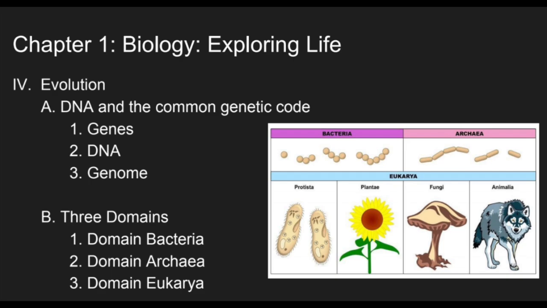So there are 3 different domains. You have domain bacteria, archaea, and eukarya. So the domain eukarya is going to have all of the eukaryotes. So eukaryotes can include protists, and as we talked about before, eukaryotes have your membrane-bound organelles, but under the domain of eukarya, they're broken down into plantae, fungi, and then animals.